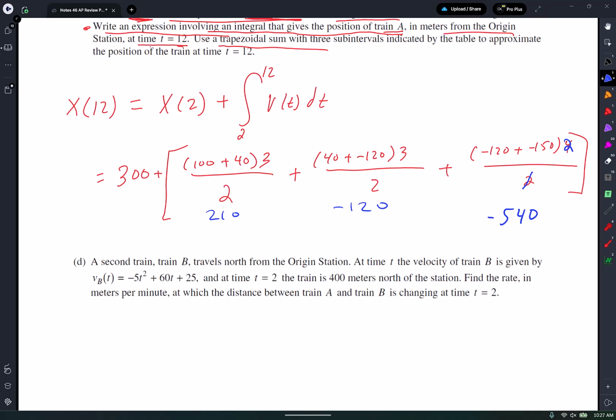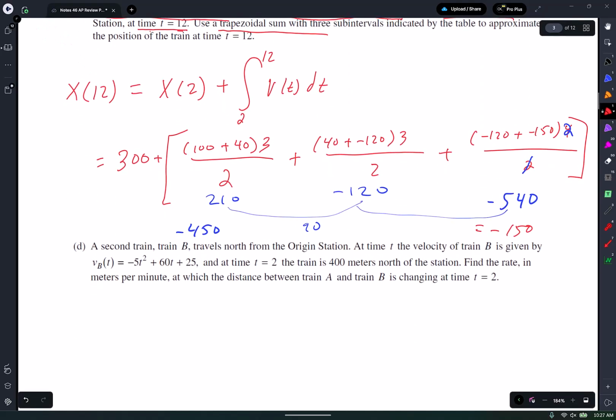All right, let's see if we can add now. 210 minus 120. 210, 110, 90? Okay, 90 minus 540. So 90 minus 500. 410. Is it 450? Yeah. Negative 450. Sorry, miss. You're faster than me. 300 plus 450. Negative 150. All right, there it is. So we have negative 150 meters.